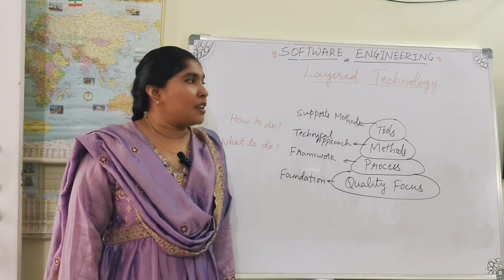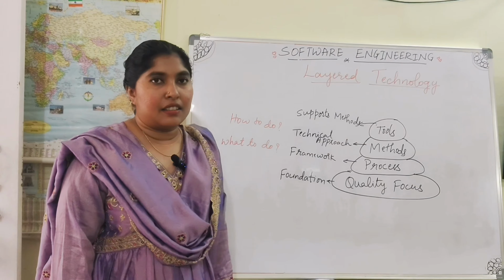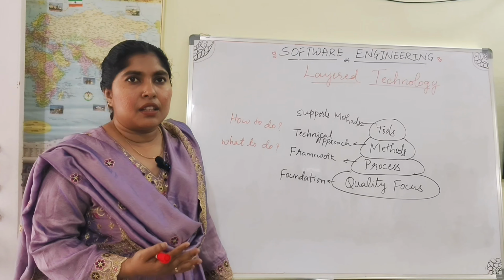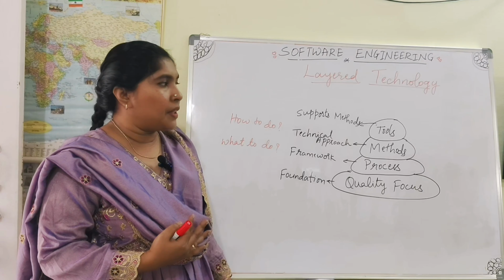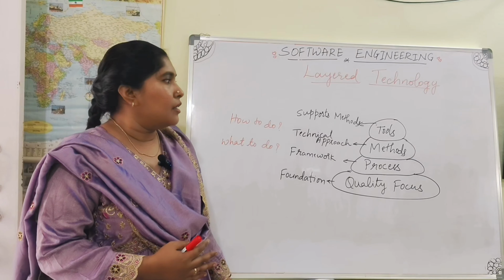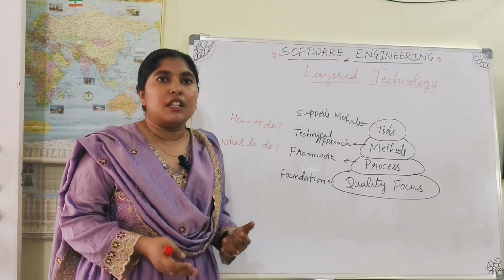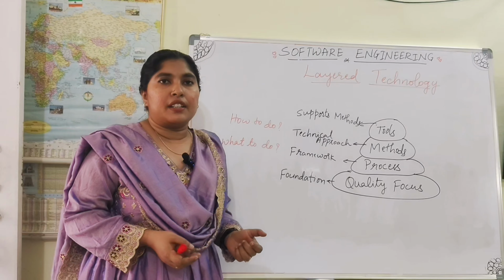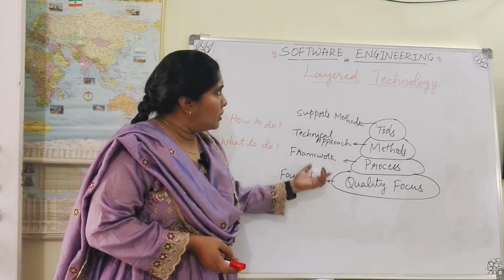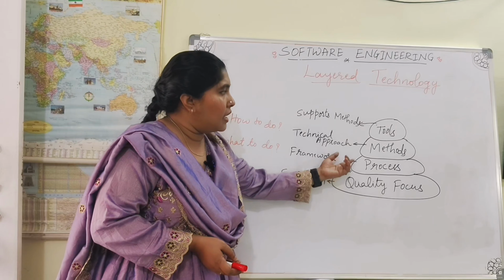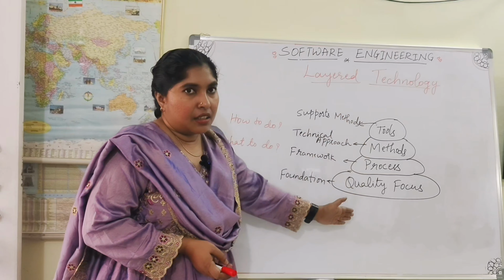Today we are going to discuss layered technology. Software engineering defines a layered technology to develop the software. Why layered technology in developing high quality software? It is not just writing the code. Apart from writing the code, there are so many activities involved in order to bring the high quality software. So in this layered approach, here I have written 4 layers.